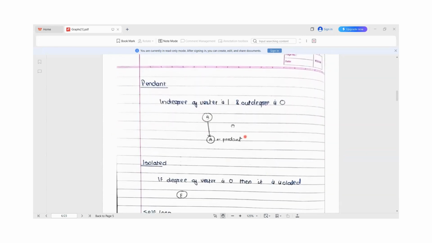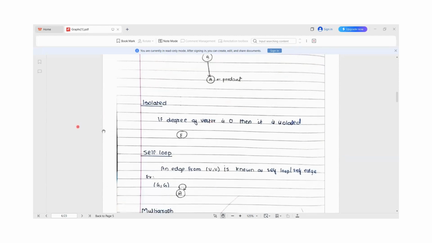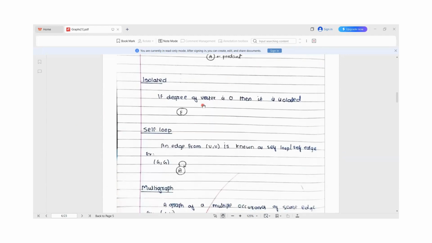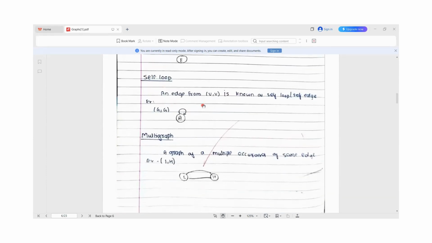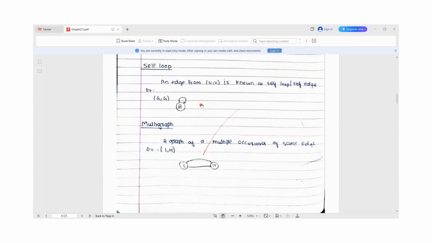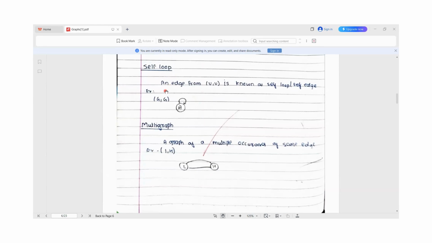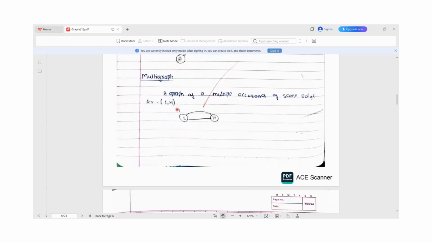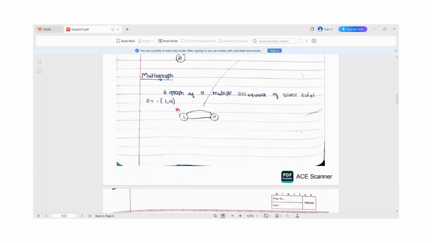Pendant means having only one in degree and out degree 0. Isolated means the degree is 0. There are no incoming and no outgoing edges. Self loop means an edge from V to V. If there is an edge from a node to that node itself, then that is called a self loop. Multigraph means having multiple edges between two nodes.